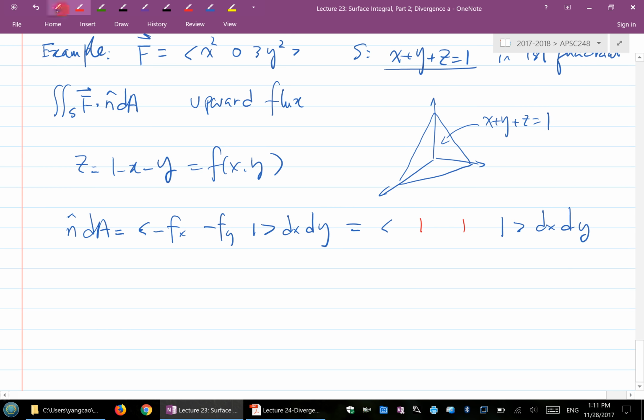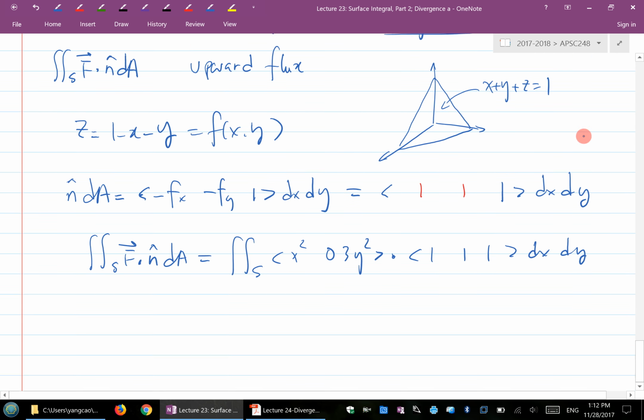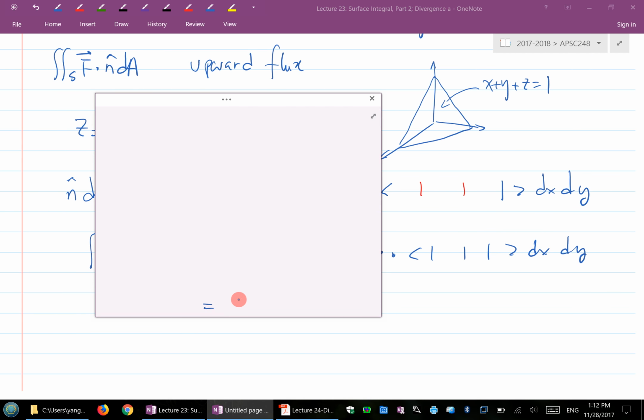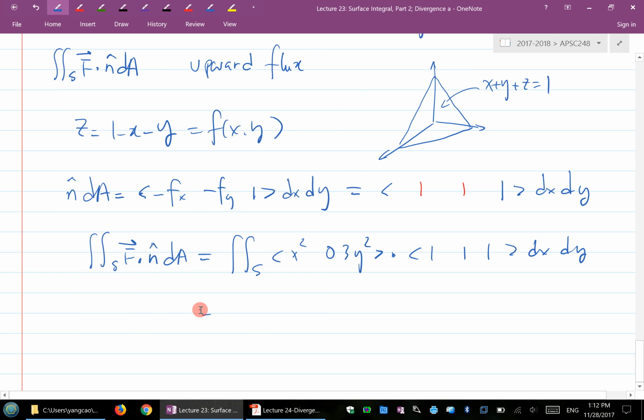Now then we can calculate this surface integral. Your f vector field is x squared, 0, 3y squared, dot this 1, 1, 1 dx dy. So that gives us x squared plus 3y squared and dx dy.